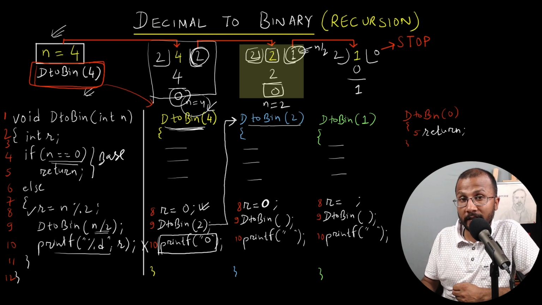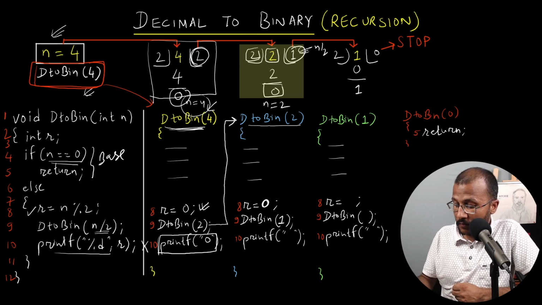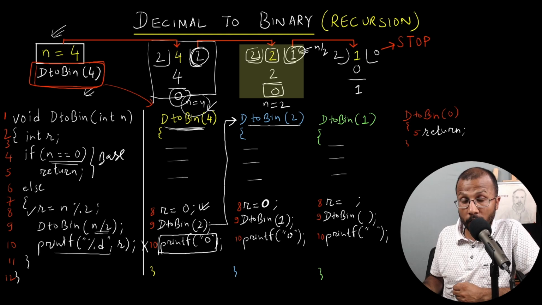So n by 2 is 1. So here I pass 1 as the argument. So it is actually calling this function decimal to binary 1. Also here I am printing the value of r. So here r is 0. So here printing 0 happens, but this is not encountered yet. This is done, this is done, right? This is not yet encountered. So this will be executed after some time.